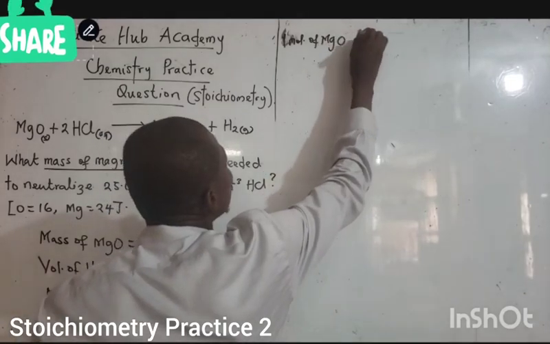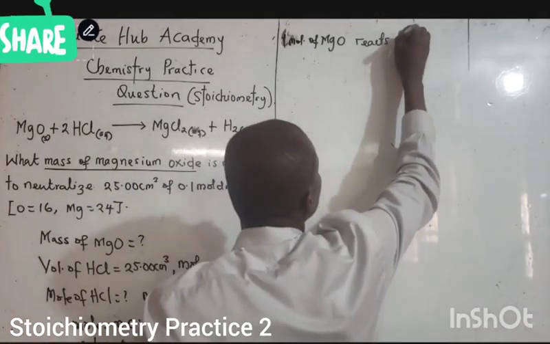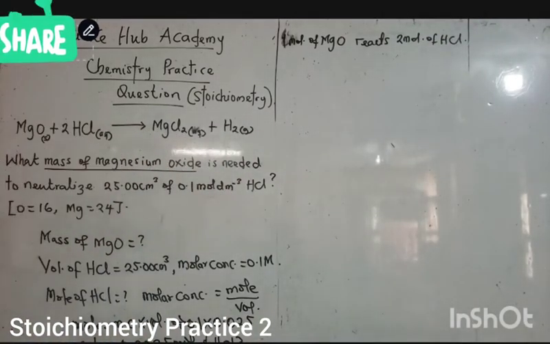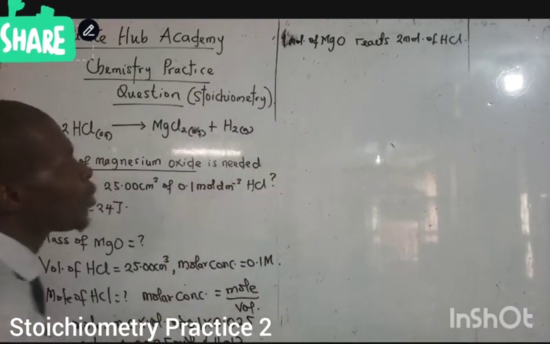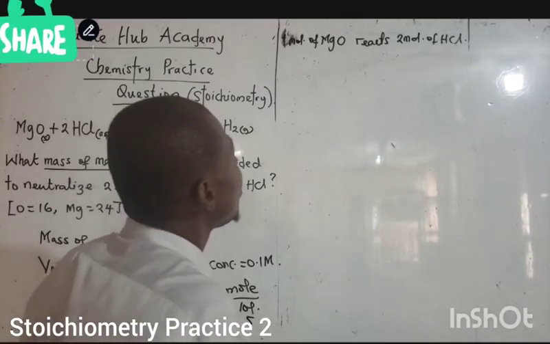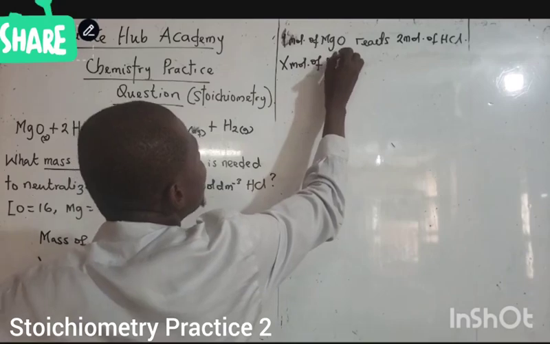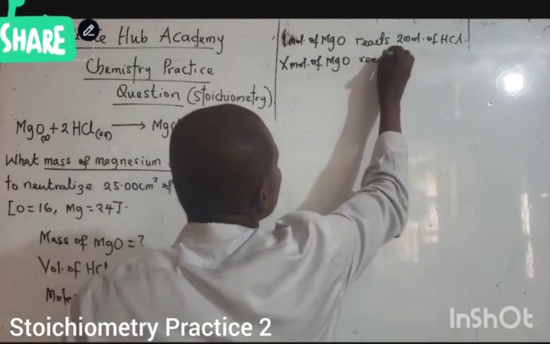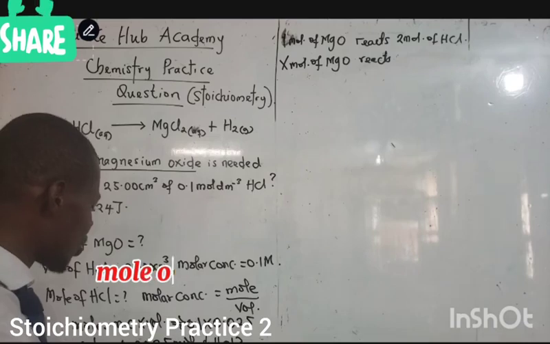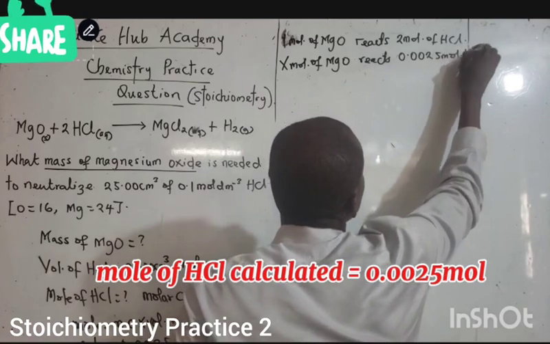So 1 mole of MgO is reacting with 2 moles of HCl. So the implication of that is that for every 1 mole of MgO, you have 2 moles of HCl. And the mole of HCl estimated here was 0.0025. Now, from this, we can therefore say what mole, that is X mole, of our MgO, magnesium oxide, reacts to give us the mole of acid in the question for the reaction, that is 0.0025 moles of HCl.